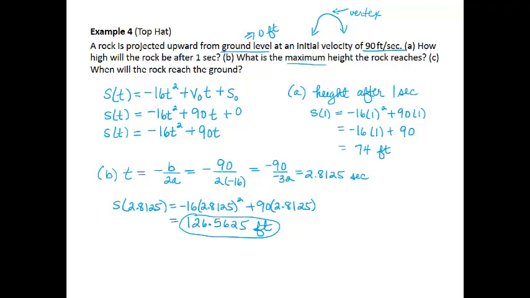Part C asks us to find when will the rock reach the ground. So the rock on the ground will be at a height of 0. In this case, we want to solve the equation then when the height, s of t, is equal to 0. That is, we know the height. Now we need to find the time it takes to get to that. We set negative 16t squared plus 90t equal to 0.